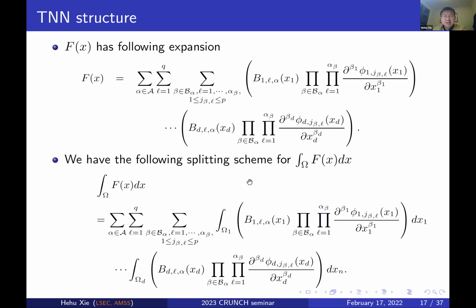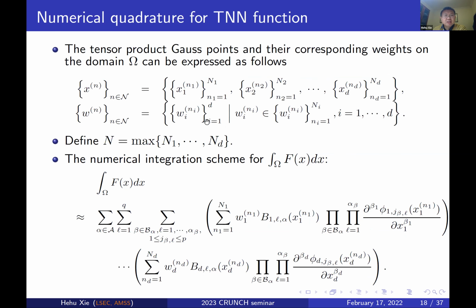So maybe this is the important application of TNN to do the high dimensional integration. And in order to design the numerical scheme, for example, the numerical quadrature for the TNN function, here we use the Gauss points, and maybe you can also use other types of quadrature schemes to do the one-dimensional integration. Maybe this is a standard way to do the numerical integration.